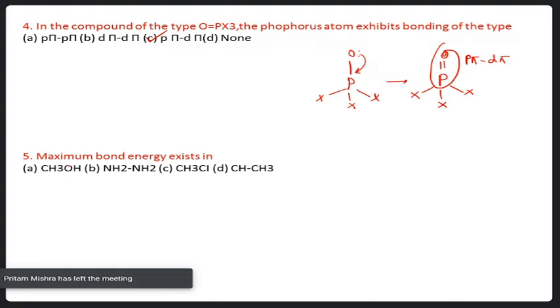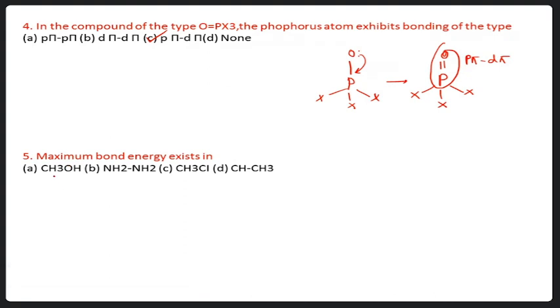This is a very important question. Maximum bond energy exists in. This is an informative question. The options are C–O, N–N, C–Cl and C–C. This is a very, very important question because the correct answer is C–C, due to the same symmetry and same orbital matching. The electronegativity difference is not important here, because carbon has a role. That's why carbon can form cations and can form a lot of compounds like that.